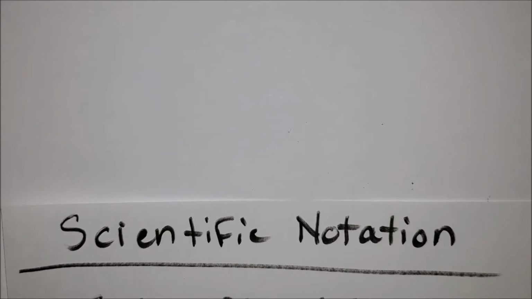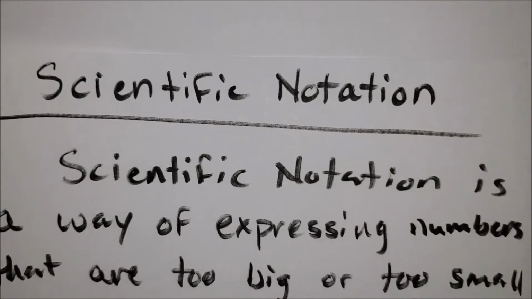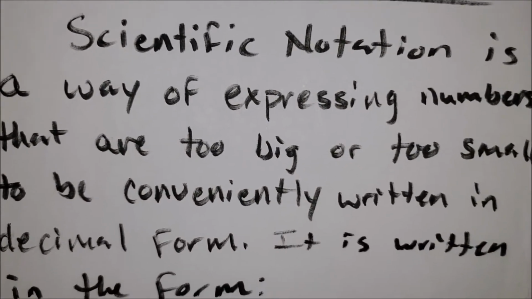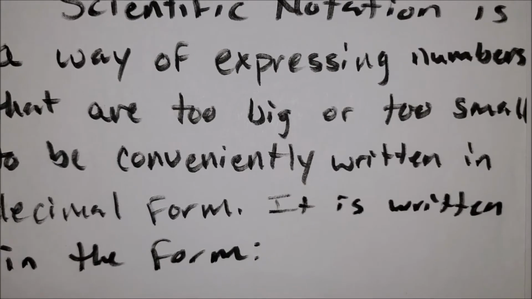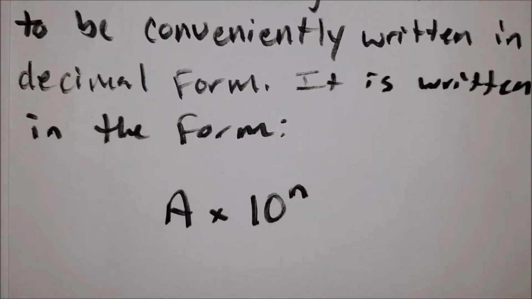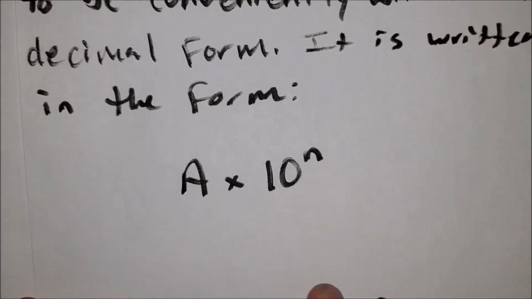Today we're going to be talking about scientific notation. So scientific notation is a way of expressing numbers that are too big or too small to be conveniently written in decimal form. Scientific notation is generally written in the form of a times 10 to the n. So a few rules here.